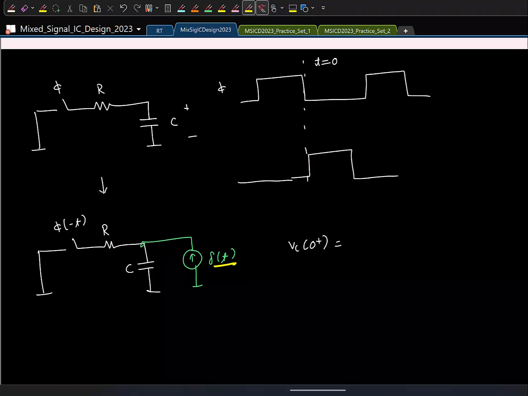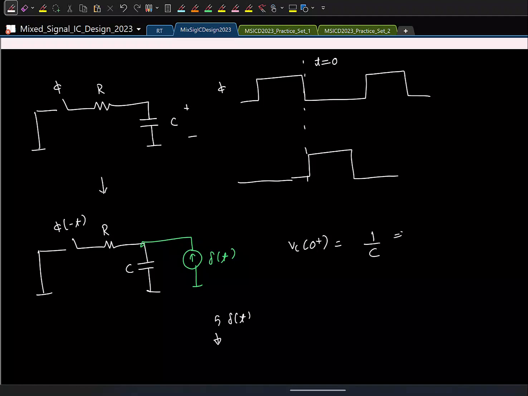If I say delta of t current, the area of the impulse is 1. What is the area of the impulse current? See, if I say I pump in a current of 5 times delta of t, this is the area of the impulse, right? For a current, what is the area? Area of a current is what? Charge. So if I say that I am putting a delta of t current, it means I am putting 1 coulomb of charge into the capacitor. The charge in the capacitor is 1 coulomb. What is the voltage? 1 by C.